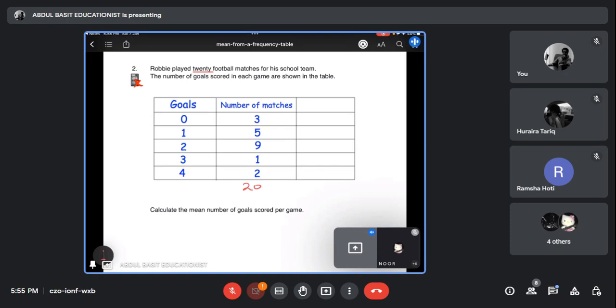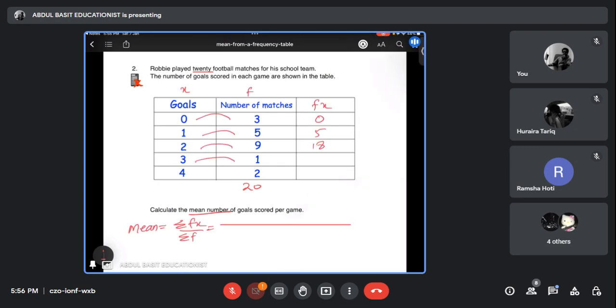0 goals in 3 matches, 1 goal in 5 matches, 2 goals in 9 matches, 3 goals in 1 match, 4 goals in 2 matches. Calculate the mean. So what is the formula for mean? Mean is equal to summation fx divided by summation f. Number of matches is its frequency, and this is your x. So 0 into 3 is 0. 1 5s are 5. 2 9s are 18. 3 1s are 3. 4 2s are 8.